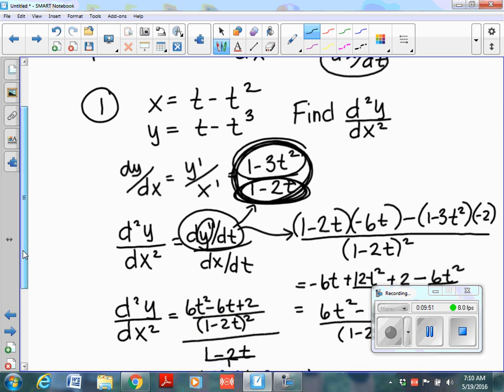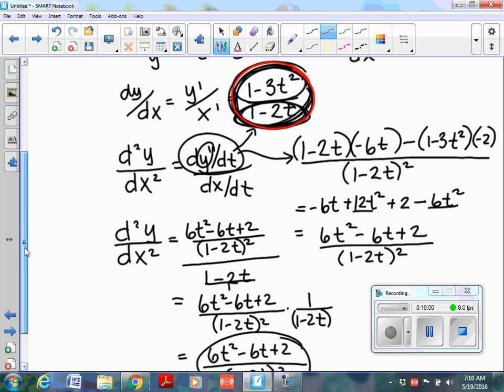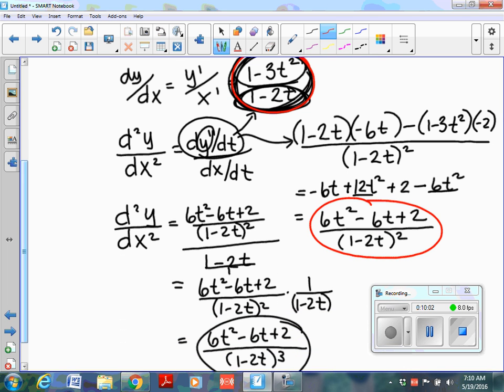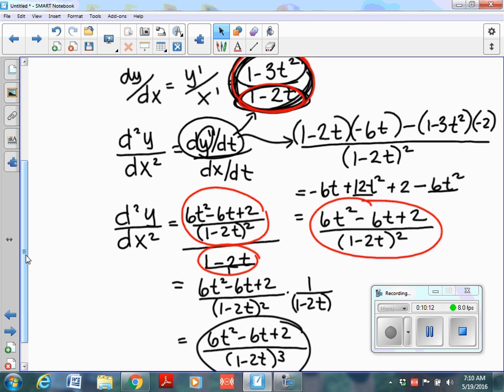So, here's the derivative right here. So I had to take the derivative of that using the quotient rule, which ended up being right here, and that's going to go on the top, all over just the derivative of x prime, which is 1 minus 2t, and then you just simplify. I'm only going to do one of those because you can practice this on your own.